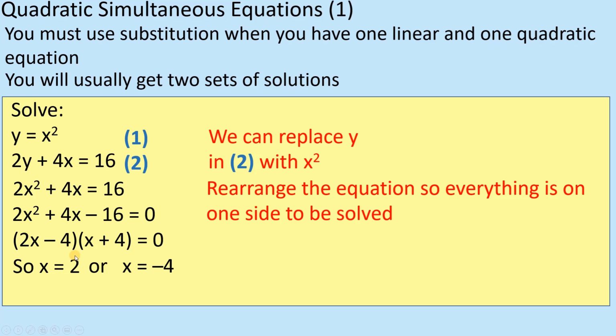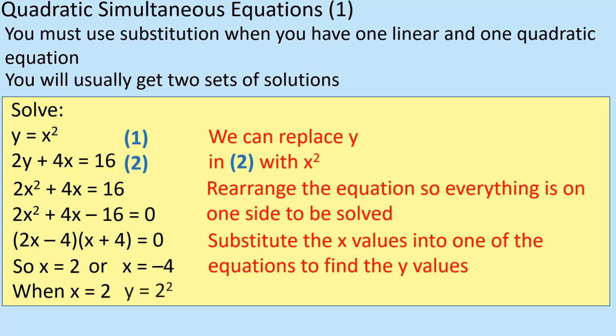Because you've got an x value of 2 and you're just going to square it, so it's going to give you a 4. You're going to put minus 4 into here, and you do minus 4 times minus 4, which is 16. So that's going to give you your two other solutions: your y value is 4, 2 squared, and the other y value is 16. So that's one way of doing it.